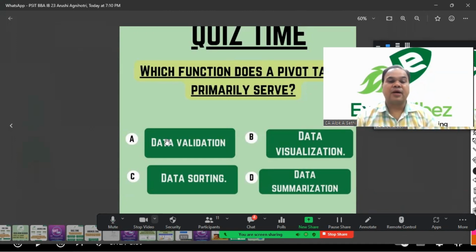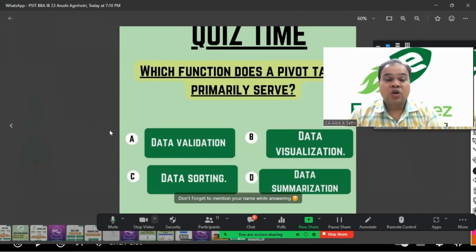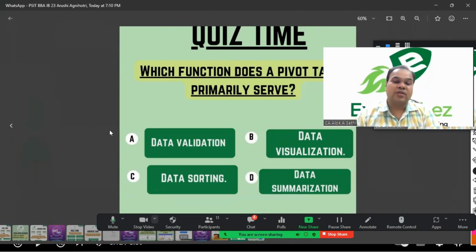क्वेश्चन ये था कि पिवट टेबल का यूज़ क्या है, व्हाट इज़ द यूटिलिटी ऑफ पिवट टेबल? Is it used to validate the data? It is used to sort the data. It is used to create visuals in a data, or is it used for data summarization?